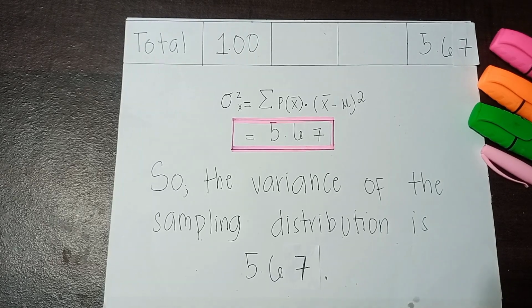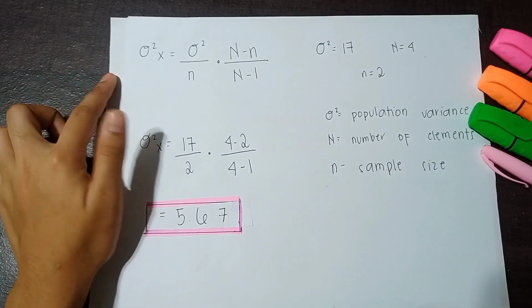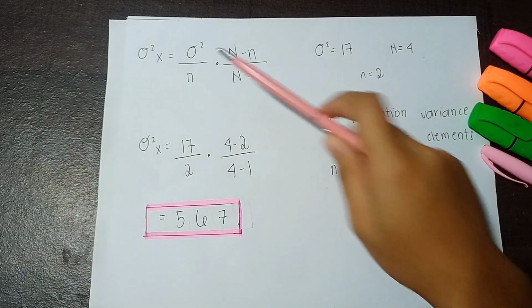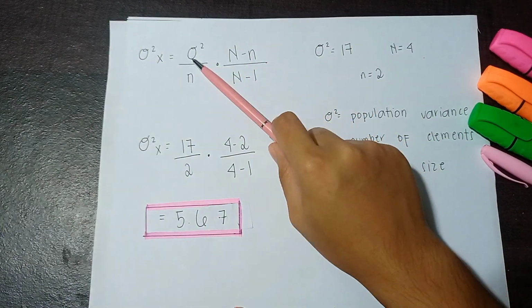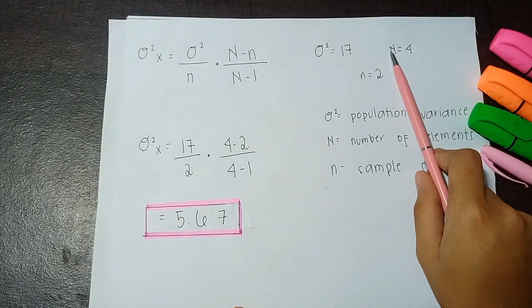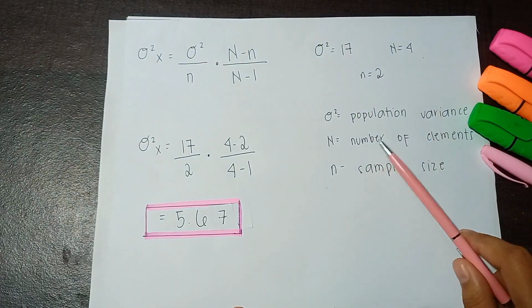You can also solve the variance of the sampling distribution using this formula for a faster and easier computation. All we need to do is just substitute the values. So this stands for the population variance. The capital letter N stands for the number of elements or the population size, and the small letter n stands for the sample size.